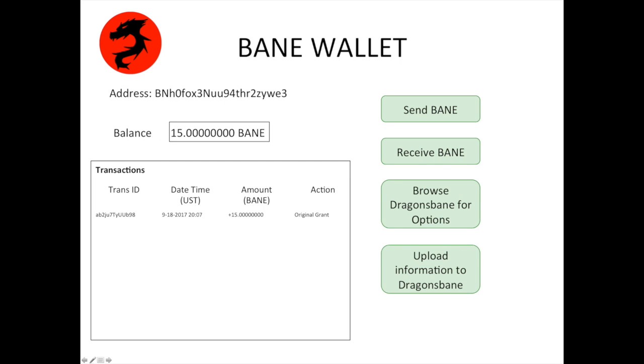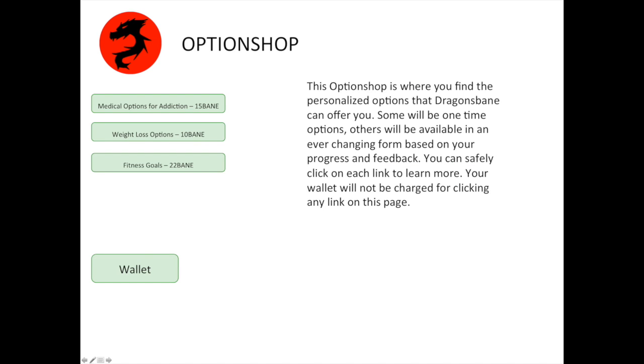Now, another choice from the wallet is to go to the option shop, where you would purchase with BANE the options that Dragonsbane derives for you from your information. So we have the three things I've mentioned, and obviously when there are more models in the system, we'd need a different interface here to allow you to, when we have hundreds of models, not just have them listed, but have them divisible by type.